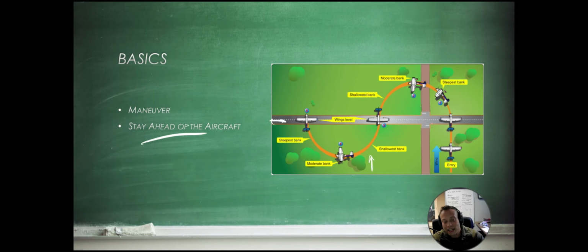Now remember, you want to stay ahead of the aircraft. So the best thing to do is enter at a maneuver speed of about 90 to 100 knots. You don't want to be going full afterburner here, because the faster you're going, the less time you have to think about things. Also, the aircraft tends to be a little less stable at higher airspeeds. So 90 to 100 knots, not a bad way to go. Check your POH, of course, for your maneuver speed.